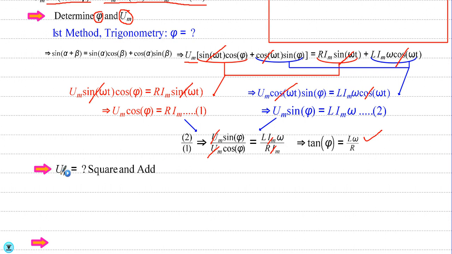Now we want to find Um. How to do that? We square both sides and add.